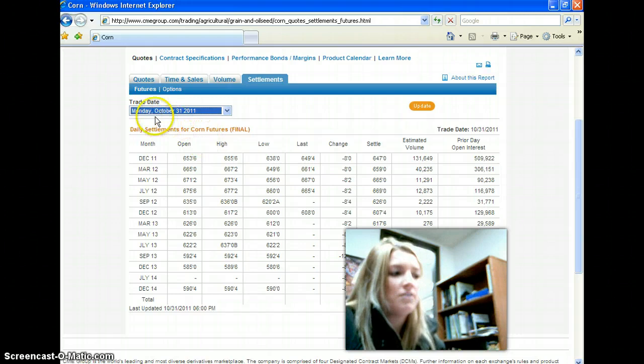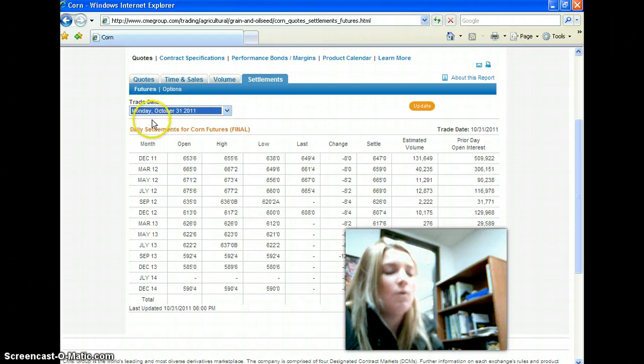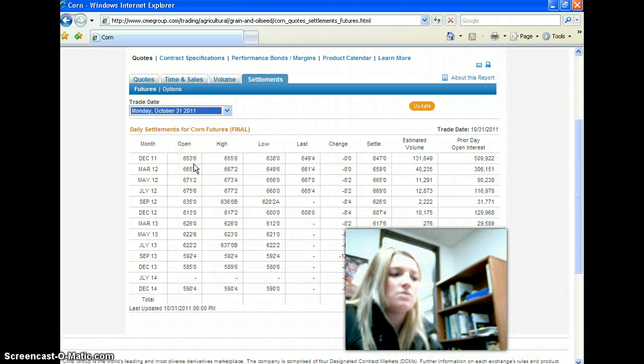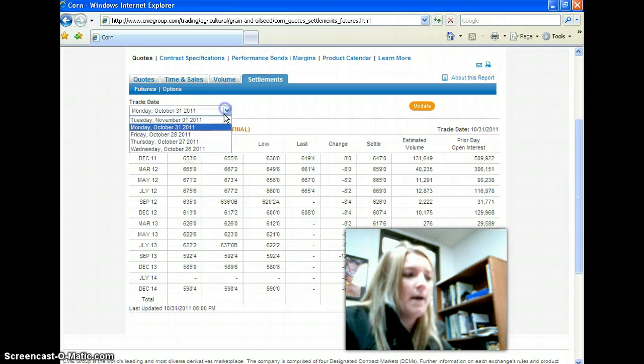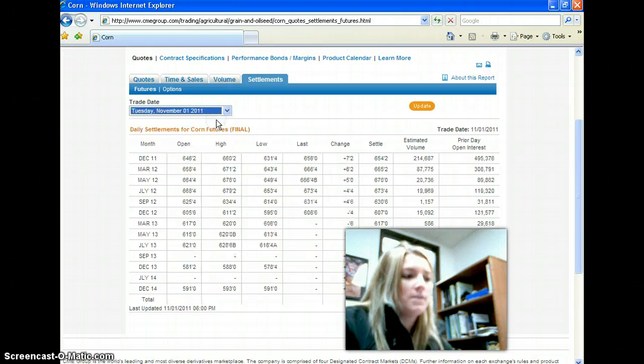Since Wednesday's not here, we're going to look at Monday. Tuesday was $6.46 and a quarter. The day before was $6.53 3/4. So Tuesday it dropped a large amount. So let's go back to Tuesday, where it was $6.46. The day before it was $6.53, and then you're going to see the change over here of 7 cents.